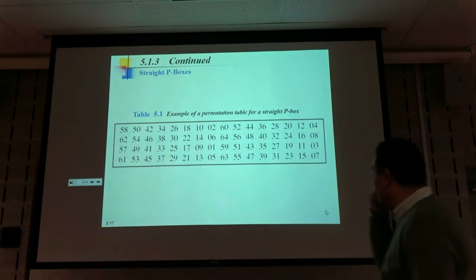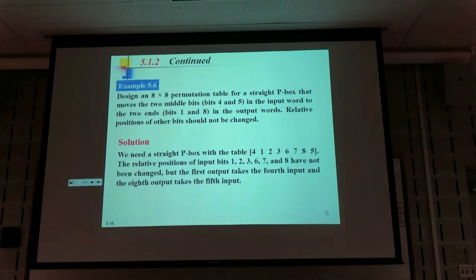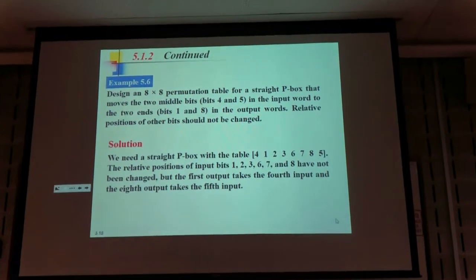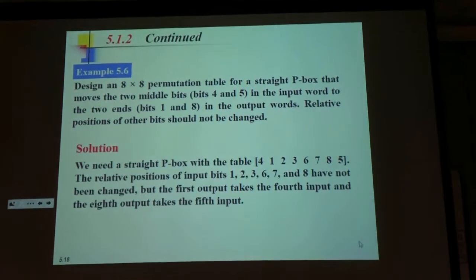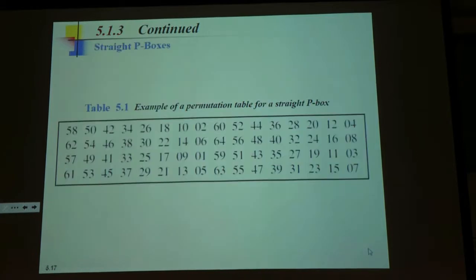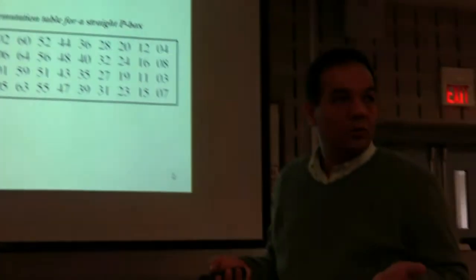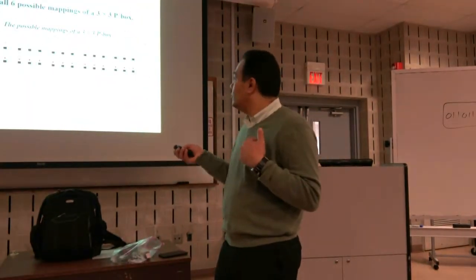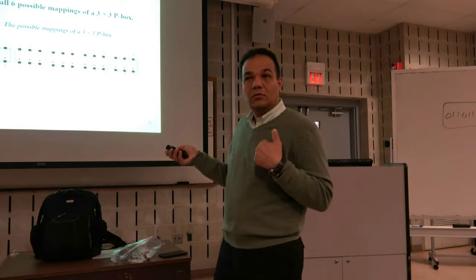So this is an example of a permutation table. When you talk about a permutation table, usually it's a software implementation, right? But when you talk about boxes like that, it could be a hardware implementation, right?